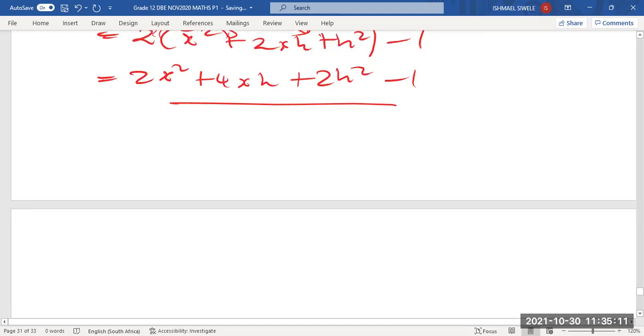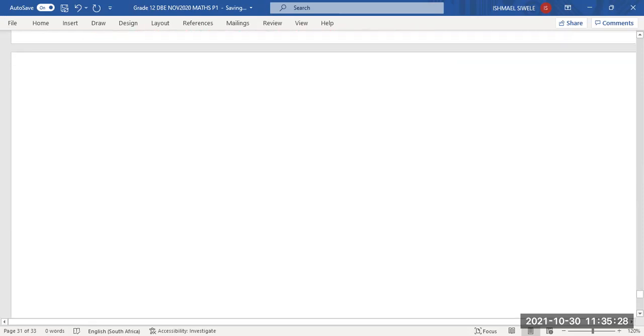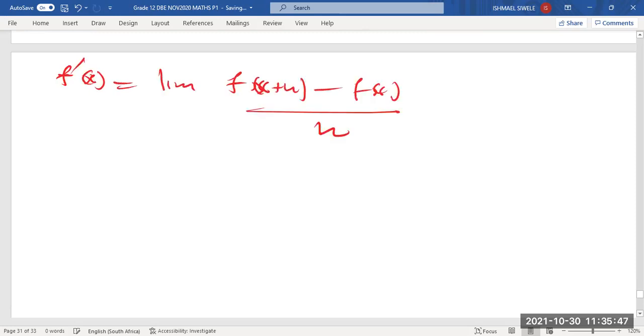Wait, so we've seen that f of x plus h is 2x squared plus 4xh plus 2h squared minus 1. So let me move this up so that I can proceed with calculating this. What is it that we saw? We saw that using the first principle, f prime of x is equal to the limit of f of x plus h minus f of x, all over h, as h approaches 0. So this is what the first principle says. And then what is left for us is to simply substitute.